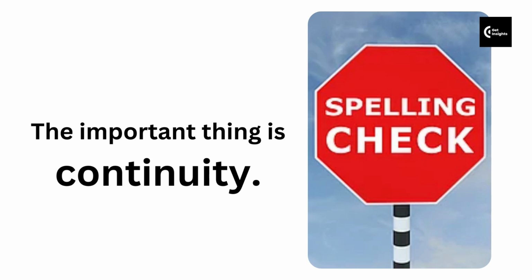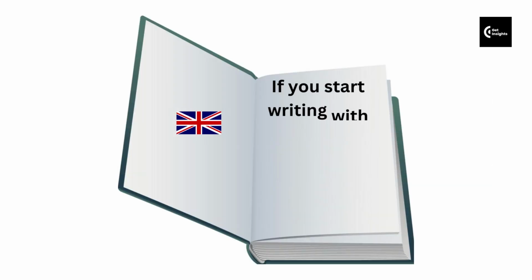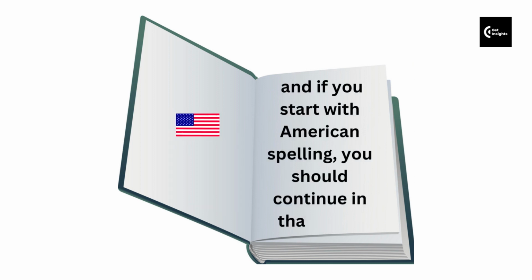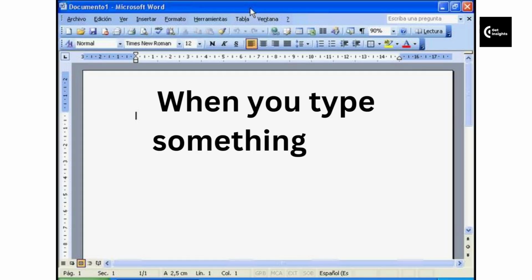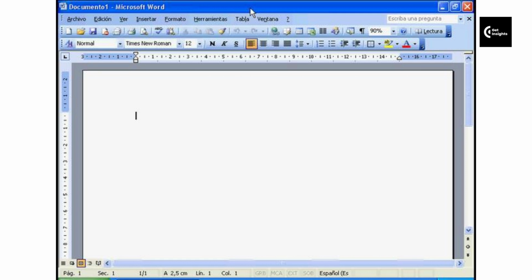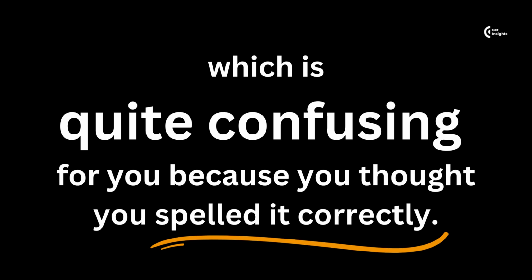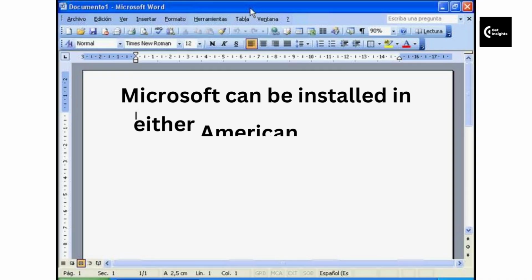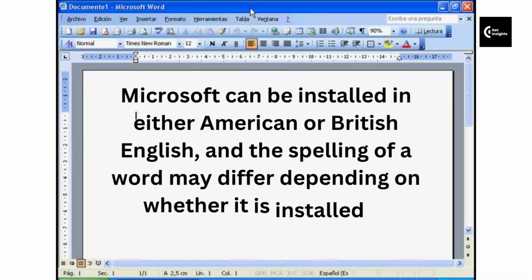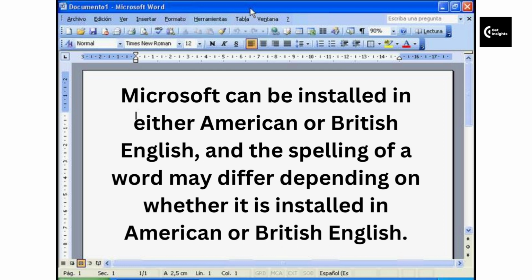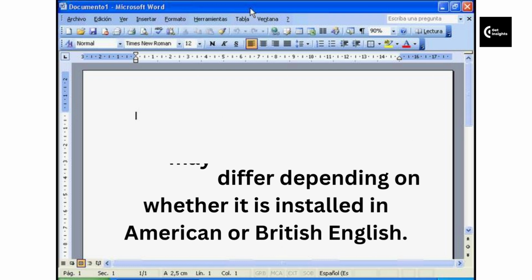The same if you go to an American university, the American spelling. The important thing is continuity. If you start writing with British spelling, you should continue that way, and if you start with American spelling, you should continue in that style. Or, when you type something over Microsoft Word, you know the spelling of a word that you thought was correct, but there will be a red line beneath that word telling you to correct your spelling, which is quite confusing for you because you thought you spelled it correctly. Microsoft can be installed in either American or British English, and the spelling of a word may differ depending on whether it is installed in American or British English.